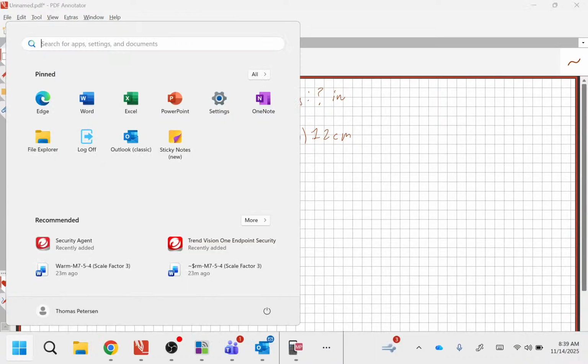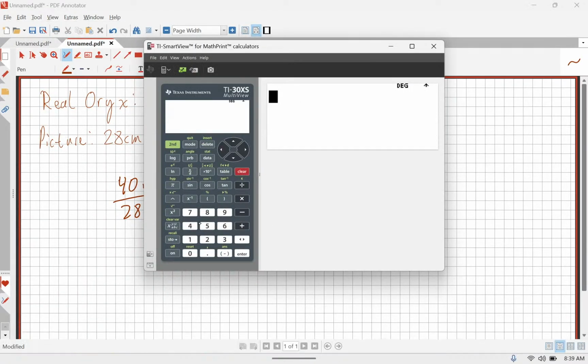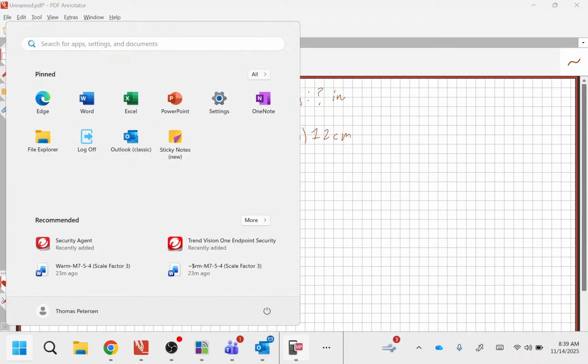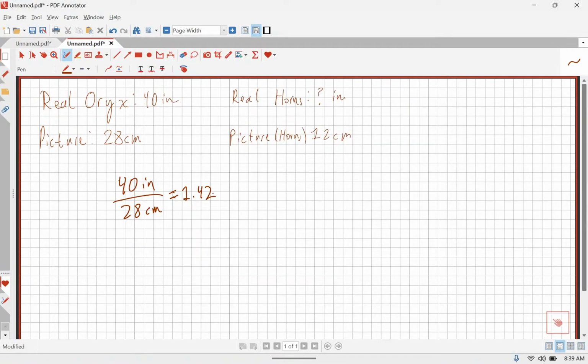All right, so we're going to do 40 divided by 28, which looks to be about 1.429. I think 1.429, because after the 8 comes a 5. So I'm going to call it about 1.429. That is inches per centimeter. Every centimeter in our picture represents 1.429 inches in real life. What can I do with that number, Liam?